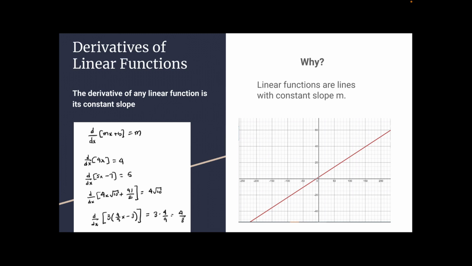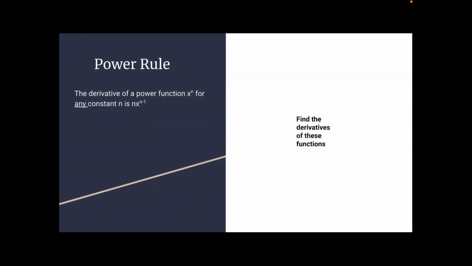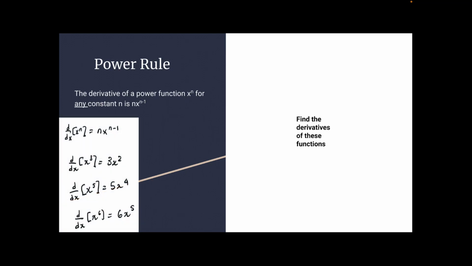So the derivative of any linear function is just its slope. So the derivative of a power function x to the n for any constant n is n times x to the n minus 1. So basically you bring the n out in front and you subtract 1 from the exponent. So for instance, the derivative of x cubed is 3x squared. You bring the 3 out in front, you subtract 1 from the exponent.